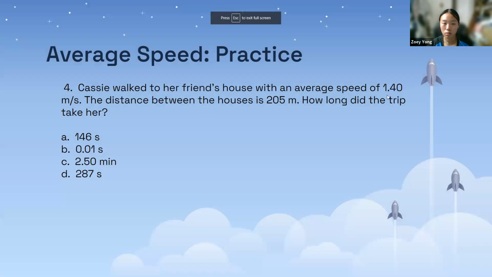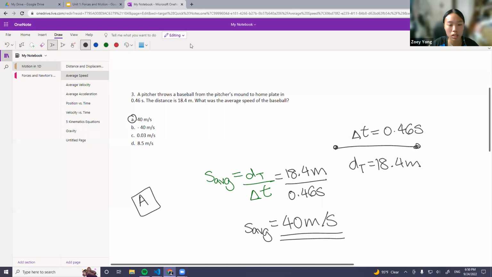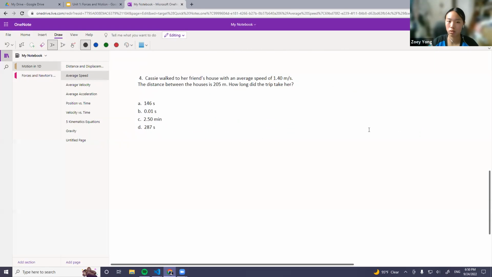Now I have another problem for you. It's also average speed, so I encourage you to try it out. It's slightly more complicated, but I believe you can still do it. I'll give you a little hint. So, okay, Cassie walked to her friend's house with an average speed of 1.4 meters per second. The distance between the houses is 205 meters. How long did the trip take her?